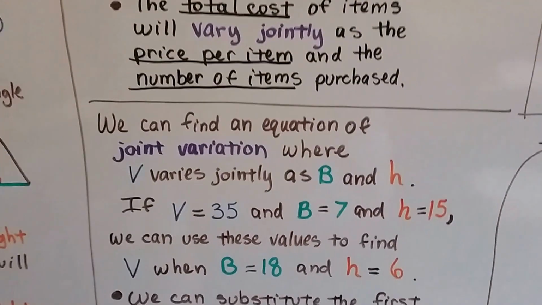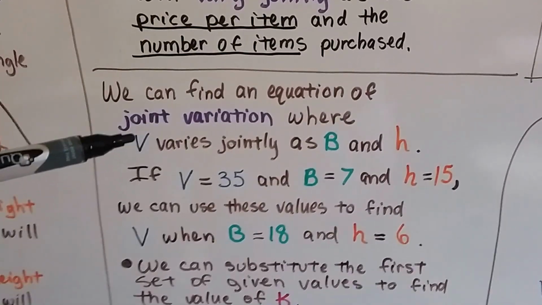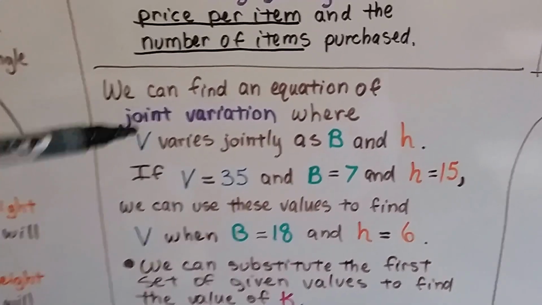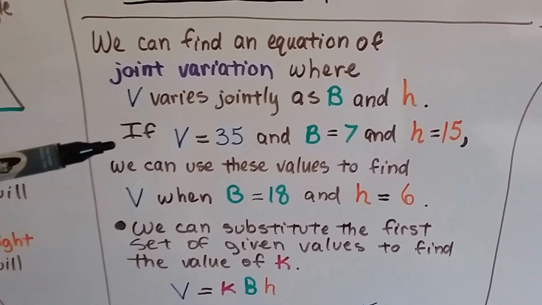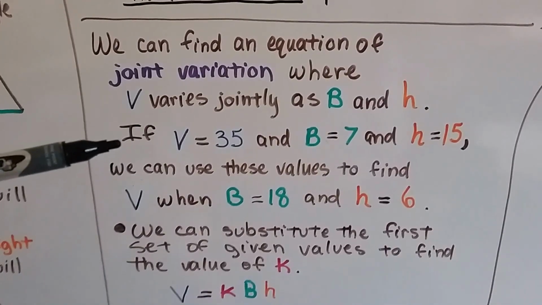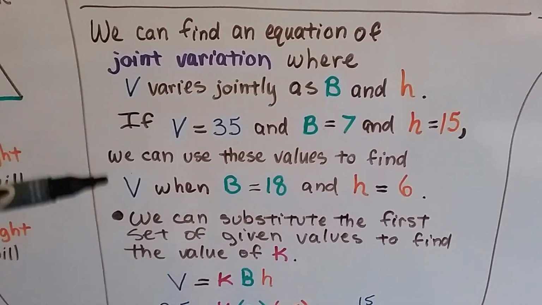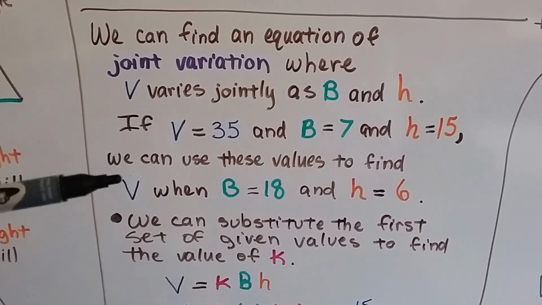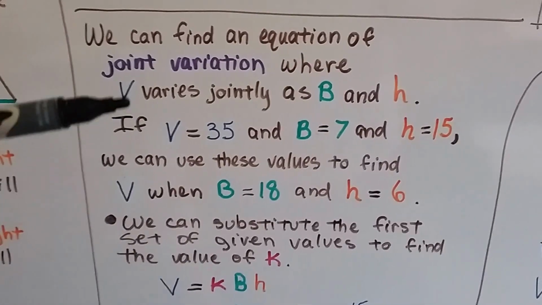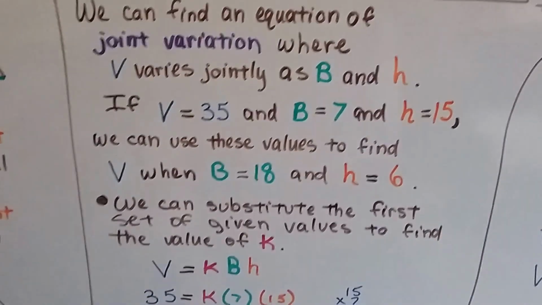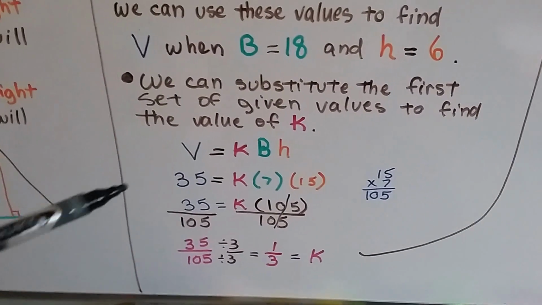We can find an equation of joint variation where V varies jointly as B and H. So this V is going to vary depending on what B and H are doing. Okay, so in the first set of information they give us, they say V is equal to 35 when B is 7 and H is 15. And we can use these values to find V when B is 18 and H is 6. We find K for this one and plug that value for K into this one to find the V.